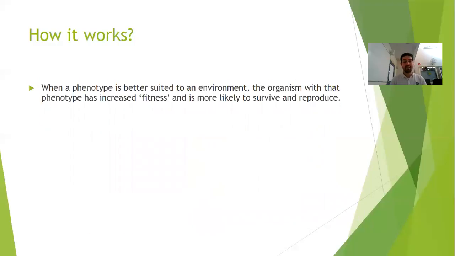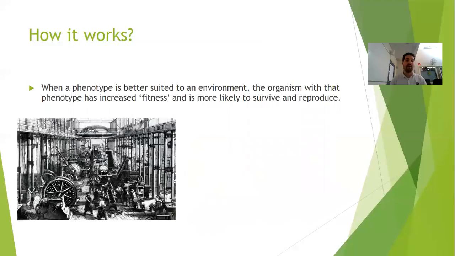So when one phenotype is better suited to a particular environment, the organism with that phenotype has what we call increased fitness, and they're more likely to survive. So if we were to think of an environment that was full of industrial buildings, where it's going to produce a lot of smoke and ash, the buildings are going to be quite dark. And so a selection pressure would be the ability to camouflage and hide away from predators in an area where all the buildings are dark.